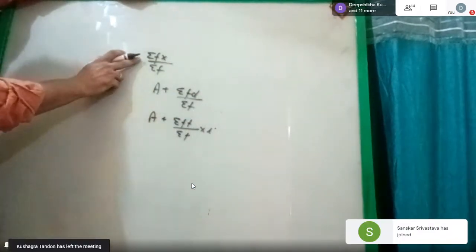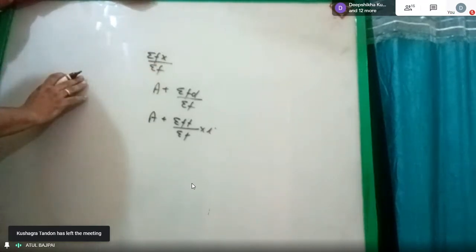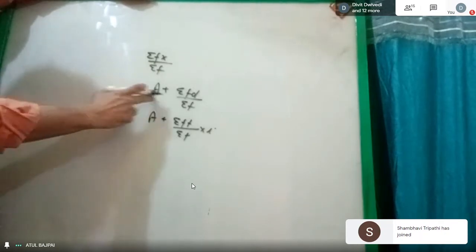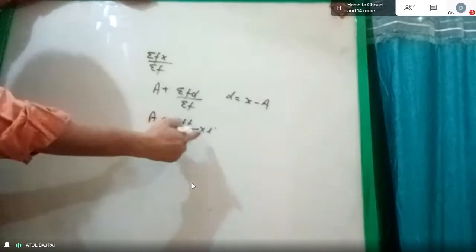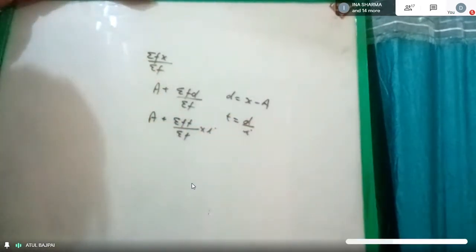This is the step deviation method, where f is frequency, s is the class mean value or the middle of the class interval, a is the assumed mean, d is the deviation from the assumed mean, and t is d upon i, where i is the class interval. These three methods we use to find the mean.